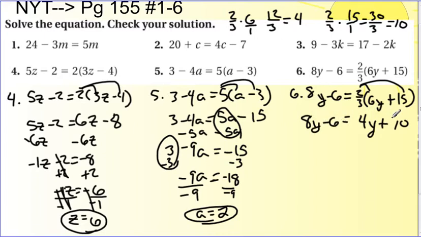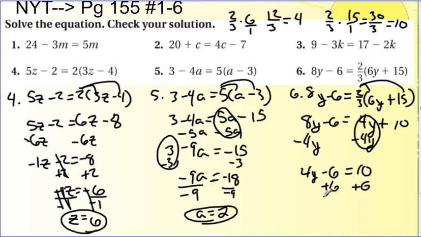All right. We do not have anything to combine on either side. We have the same variable on both sides, so we have minus 4y here, minus 4y there. These cancel. We get 4y minus 6 equals 10. Add 6, 4y equals 16. Divide by 4, y equals 4.